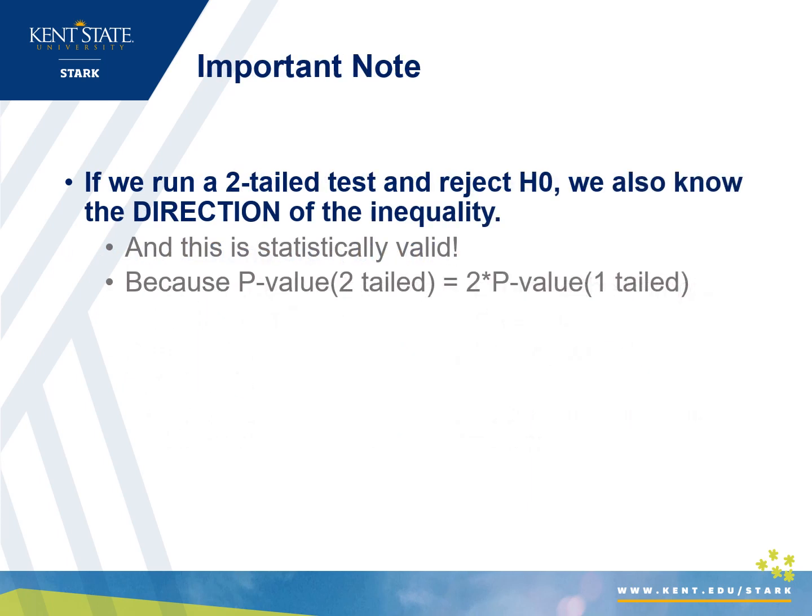One more point. If we run a two-tailed test and reject the null, it is statistically valid to not only say that the population mean isn't what we thought it was, but to indicate the direction of the error. The reason for this comes down to how p-values are calculated. Basically, the p-value for a two-tailed test is twice as large as for a one-tailed test, which means that if it's small enough to reject the null, then the appropriate one-tailed test would also have rejected the null.